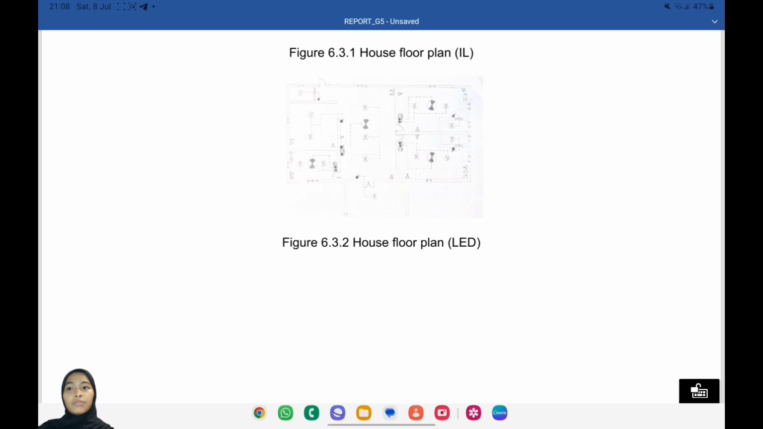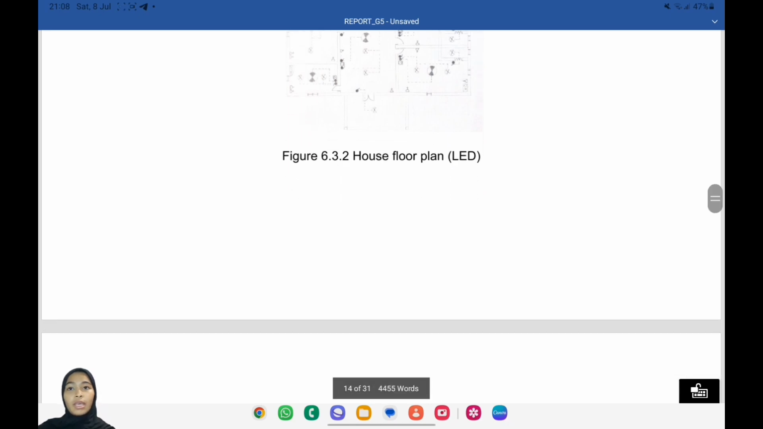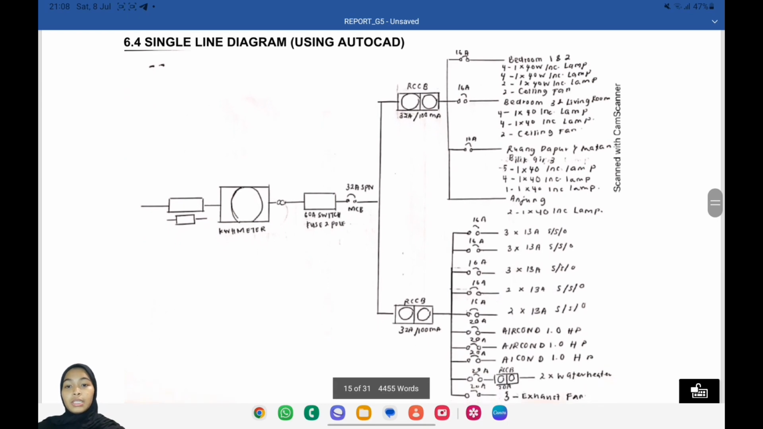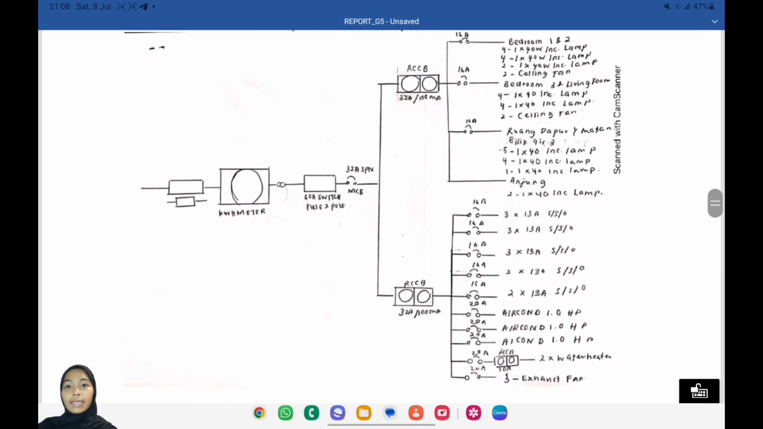Next is the single line diagram that we drew. This is the single line diagram.